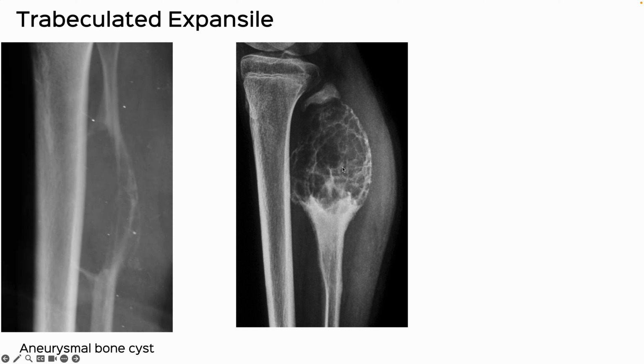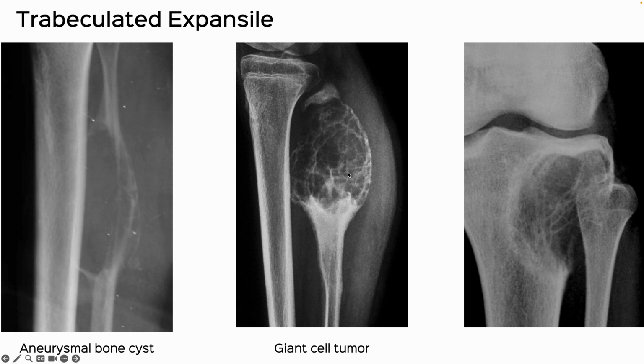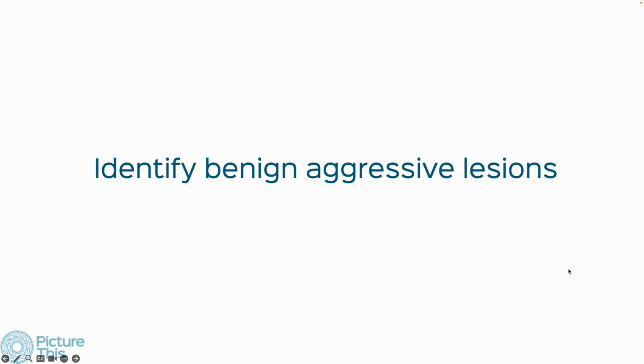This is in the metaphysis, but this was a pediatric giant cell tumor. Your diagnosis would be aneurysmal bone cyst to begin with, and this is a thick sclerotic rim, and this was a desmoplastic fibroma.